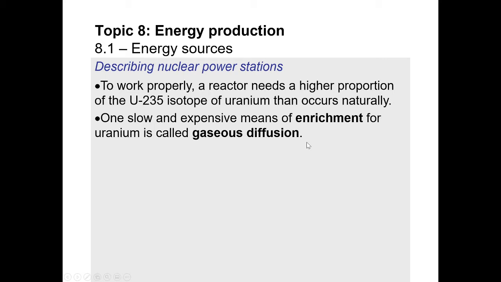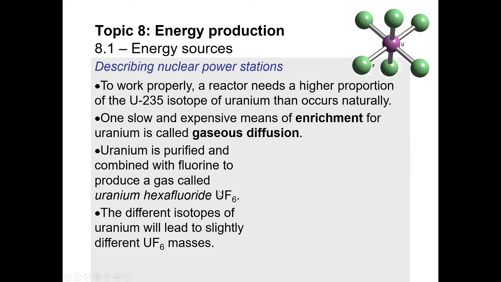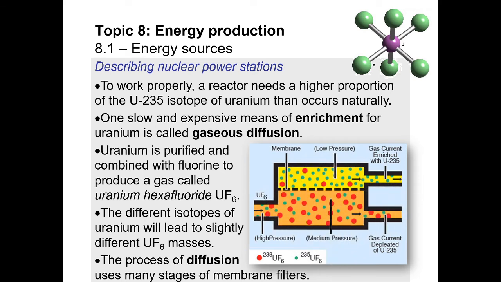Right? Now, next point. One slow and expensive means of enrichment for uranium is called gaseous diffusion. So there are two methods that we're going to look at. The first one is gaseous diffusion. Keep in mind this is the uranium with the uranium-235 and 238. You purify it and you combine it with fluorine. Fluorine is one of those elements on your periodic table, and when you combine it with fluorine, you get a gas called uranium hexafluoride, UF6. Now, the fact that you had uranium-235 and 238 in the uranium means that you're going to have two almost versions of uranium hexafluoride, and each of those versions has a different mass.